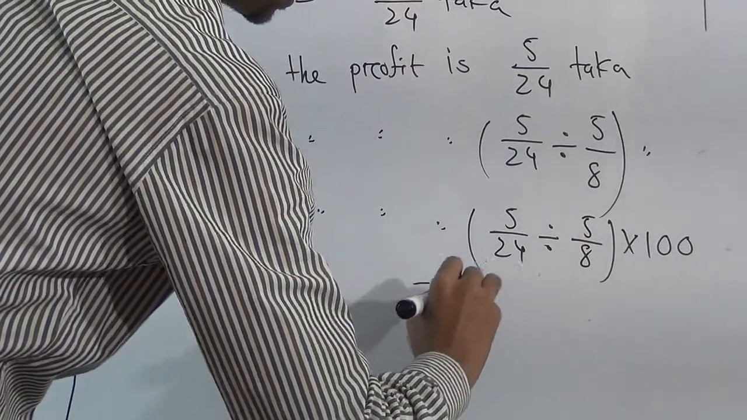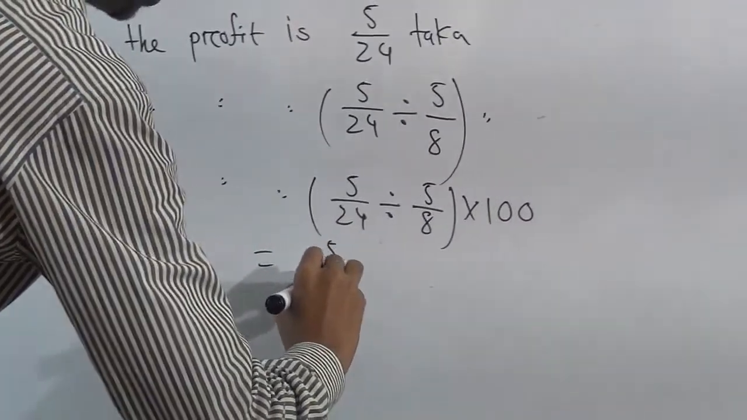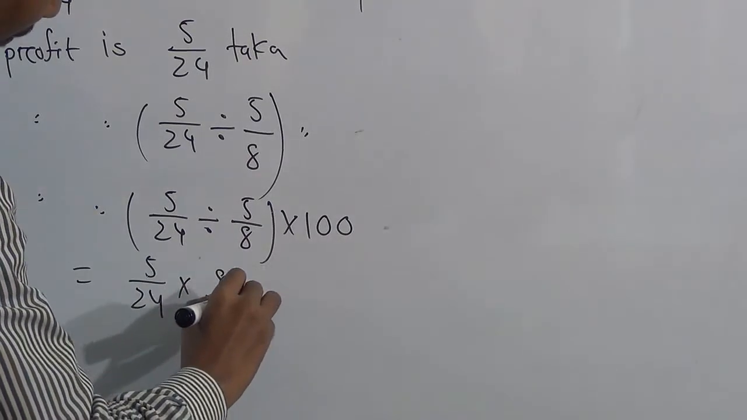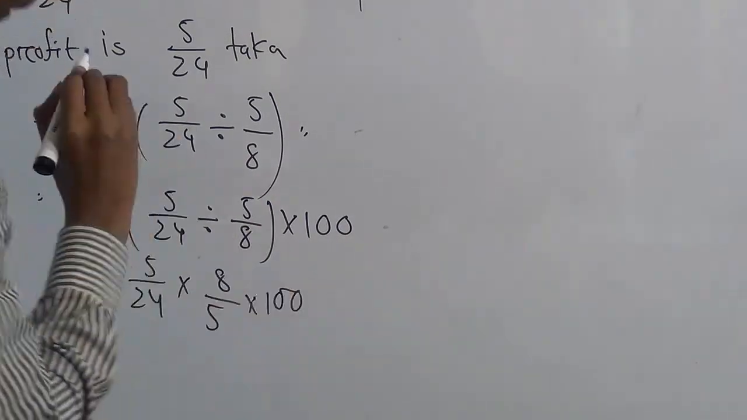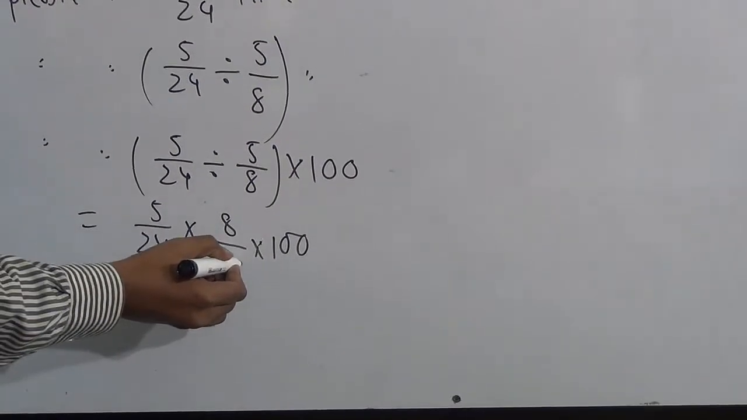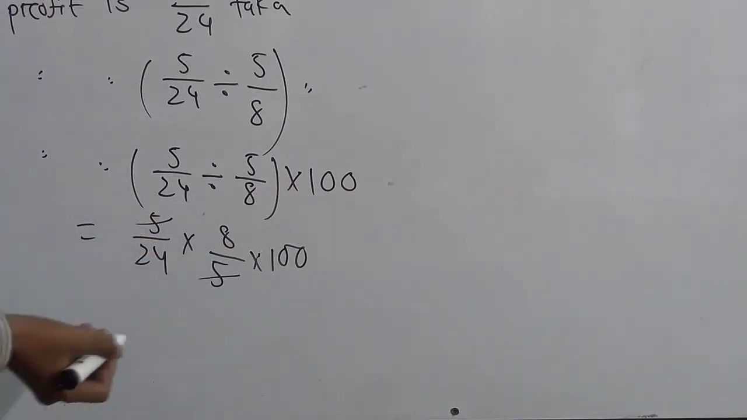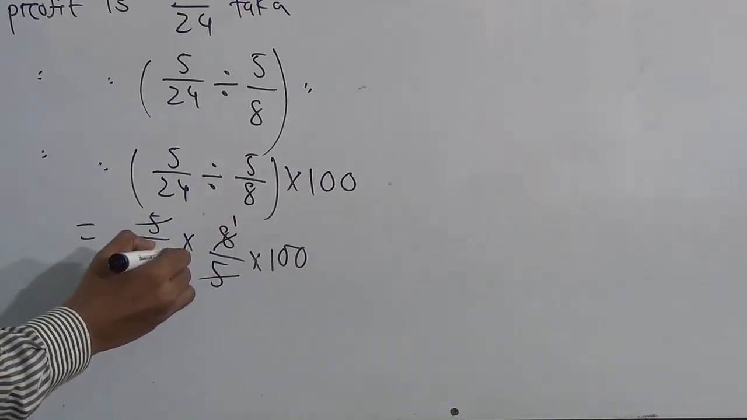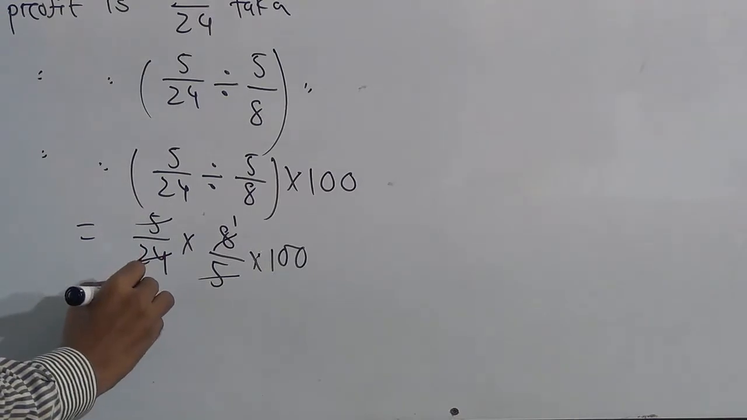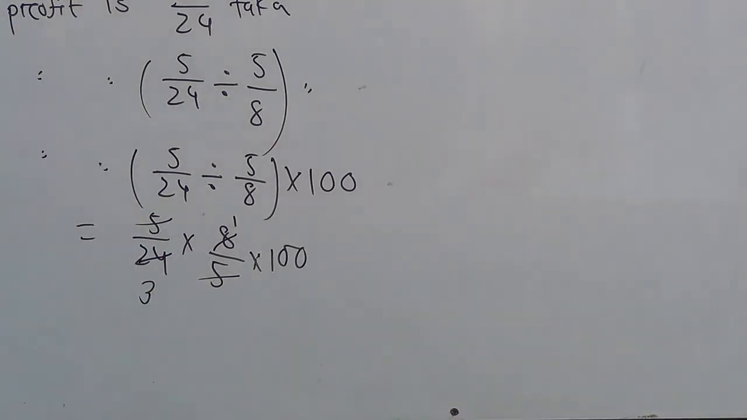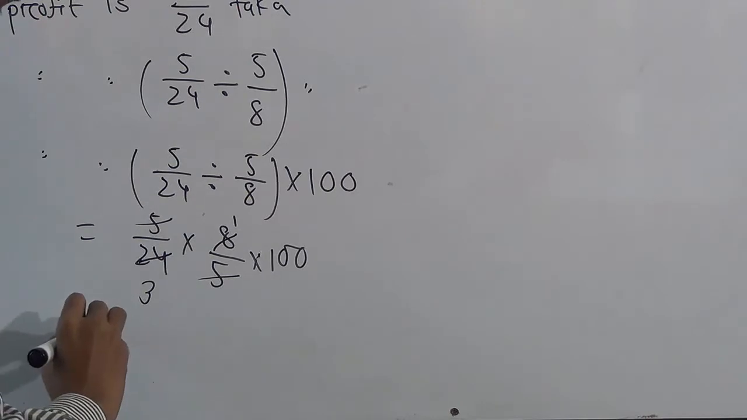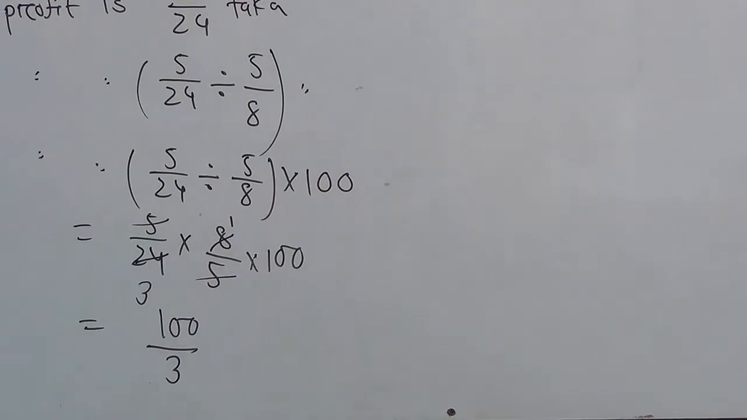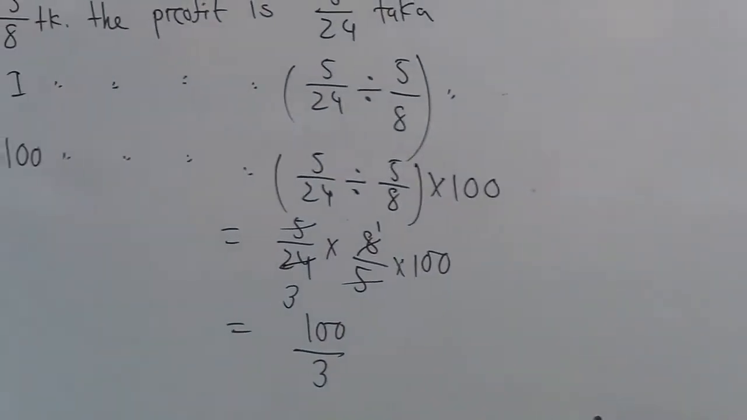Now we simplify this. 5/24 divided by 5/8, this is reciprocal, so 5/24 × 8/5 × 100. Okay, this is 5, this is 5, you cut this. Similarly, this is 8, you divide this by 8, then you get 1, you divide this by 8, then you get 3. Then we get 100 by 3.